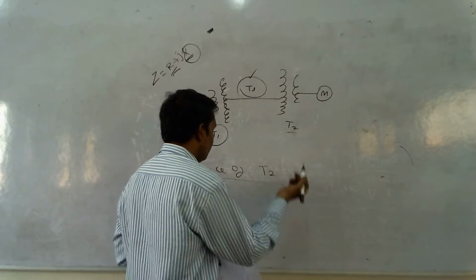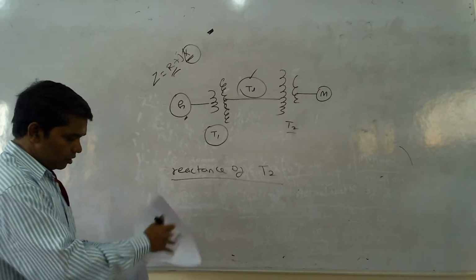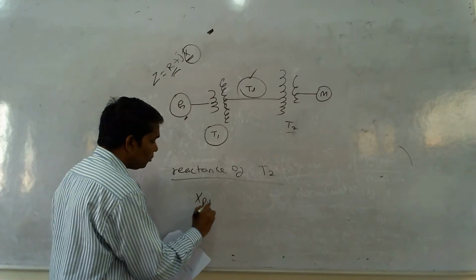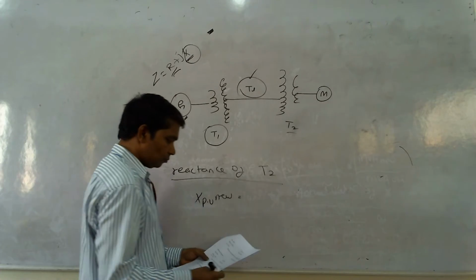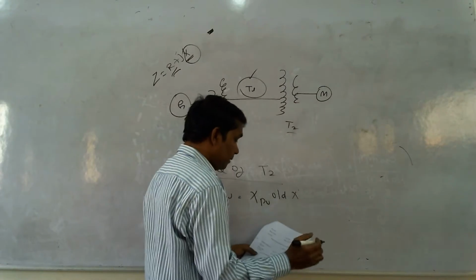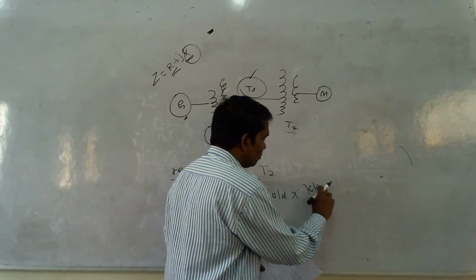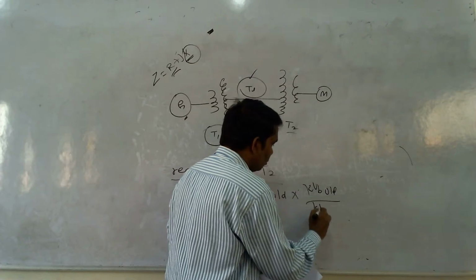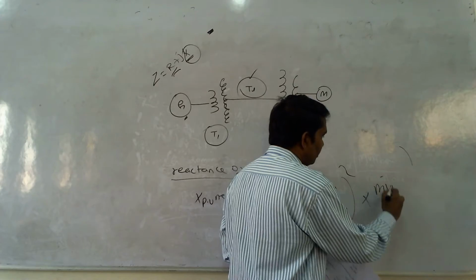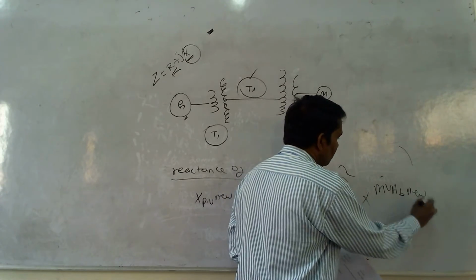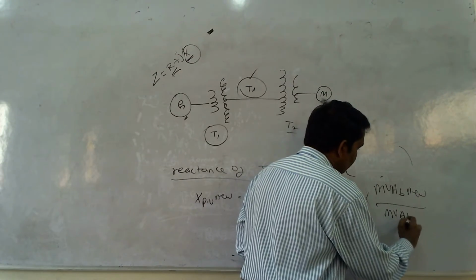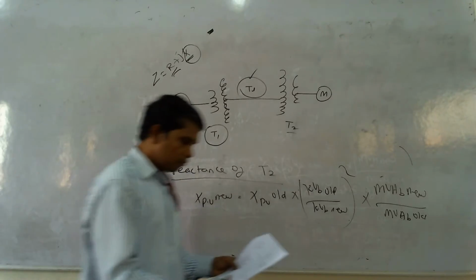transformer 2. So again the same formula will be used, which is nothing but your new reactance per unit equals old reactance per unit multiplied by old kilovolt base divided by new kilovolt base, whole square, multiplied by new megavolt ampere base divided by old megavolt ampere base. So this formula we have to use.